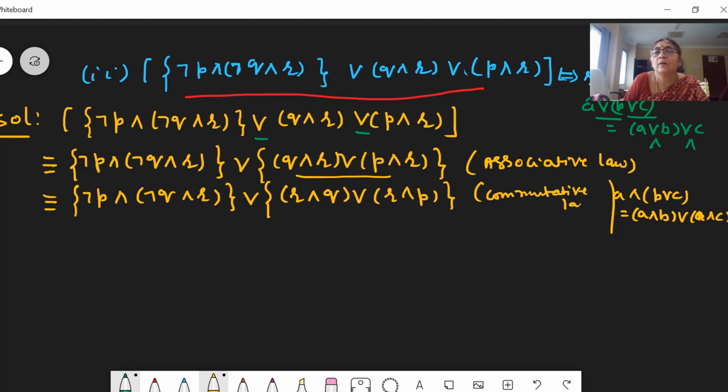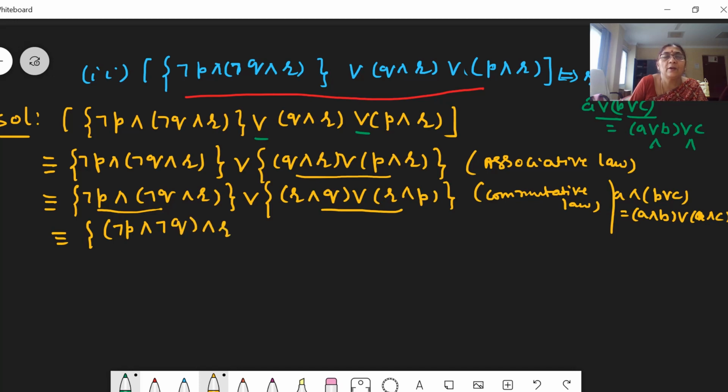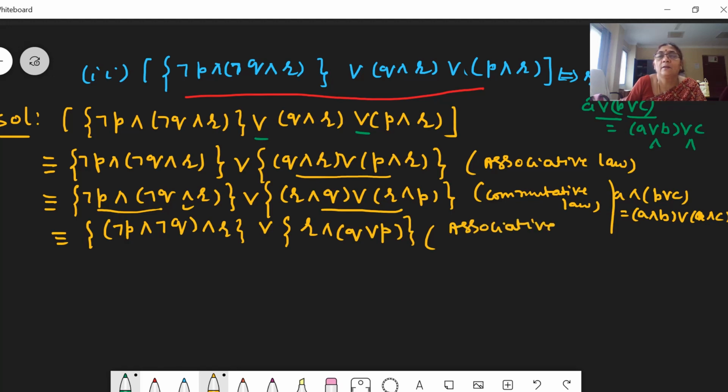Okay. In the next step, from the distributive law, this can be written as, here I am taking distributive law, simultaneously I am applying here associative law. Negation of P, conjunction with negation of Q, conjunction of R. Why am I using associative law? Because they are having the same connectivity. I want to simplify further. R conjunction of Q disjunction with P. At that time, we used associative and distributive laws.